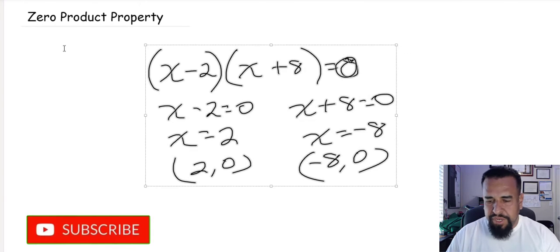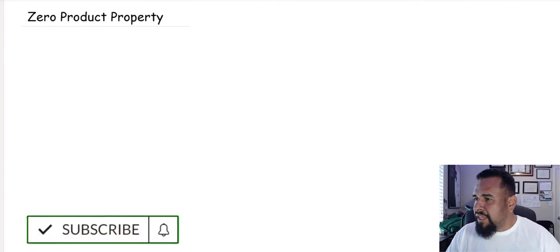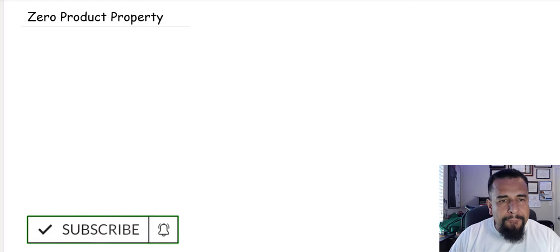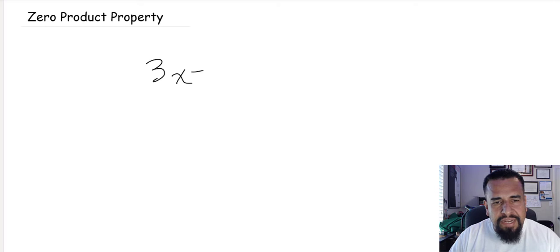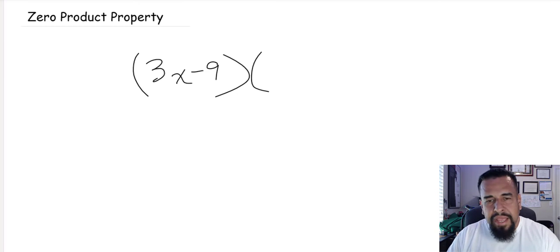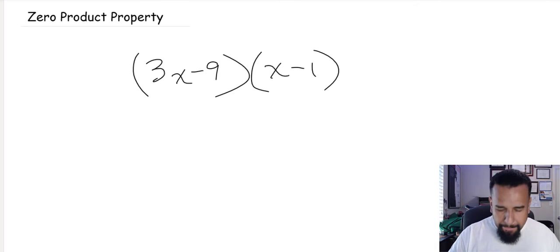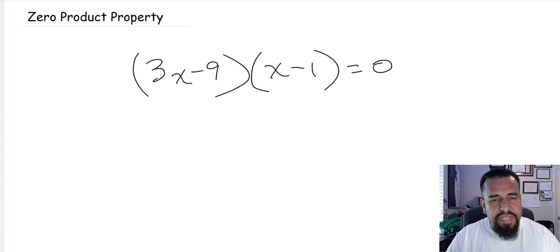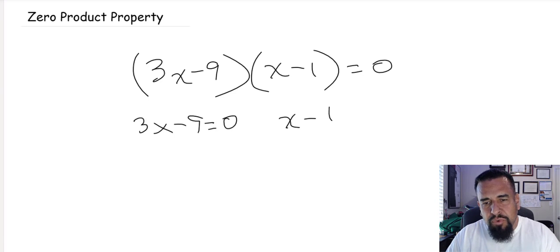All right, let me put up one more, and again, pause the video and give it a shot. See what you can do here. Let's do something a little different. How about 3x minus 9 and x minus 1. All right, pause the video. I'm assuming you're done. So here we go. We're going to set these equal to 0. So 3x minus 9 equals 0 and x minus 1 equals 0.